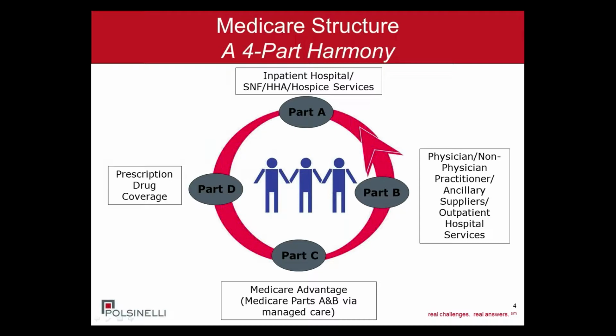And finally, Part D is a voluntary outpatient prescription drug benefit. Like Medicare Advantage plans, Part D is offered through private health plans that contract with Medicare. But unlike Medicare Advantage, the benefit is in addition to Parts A and B. These prescription drug plans are offered as standalone plans, or they can be offered in connection with a Medicare Advantage plan. Those are called MAPDPs, Medicare Advantage Prescription Drug Plans, sort of collaborative plans there.